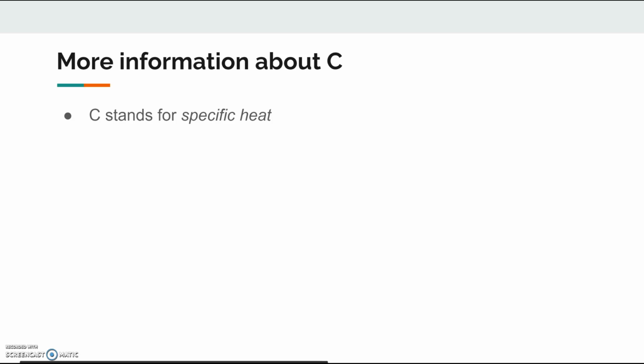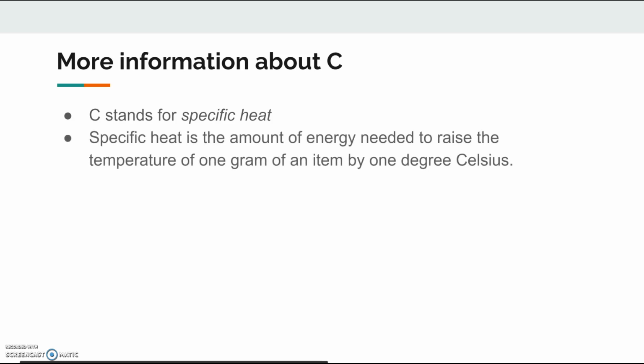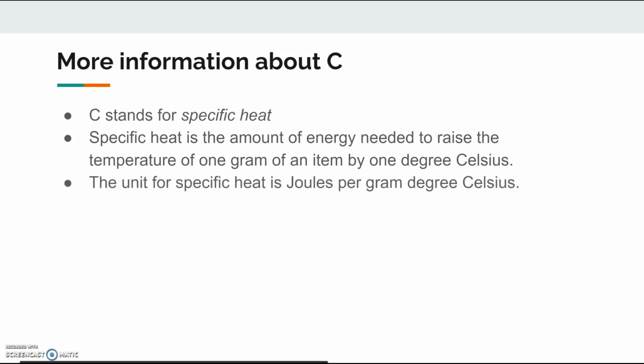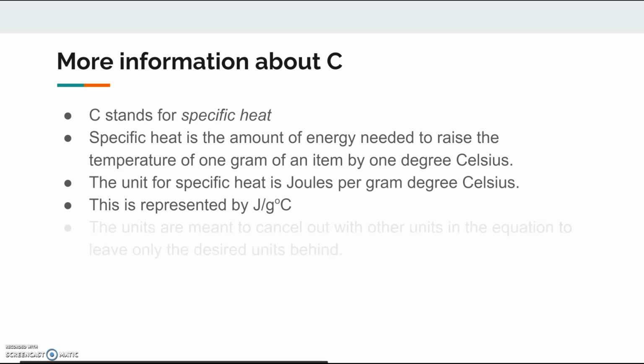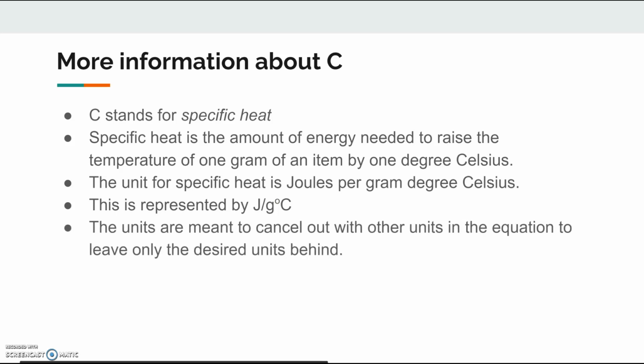C represents specific heat. Now, specific heat is the amount of energy needed to raise the temperature of 1 gram of an item by 1 degree Celsius. The unit for specific heat is joules per gram degree Celsius, written as follows: capital J divided or slash lowercase g and degrees C. The units are meant to cancel out with the other units in the equation, to leave only the desired unit behind.